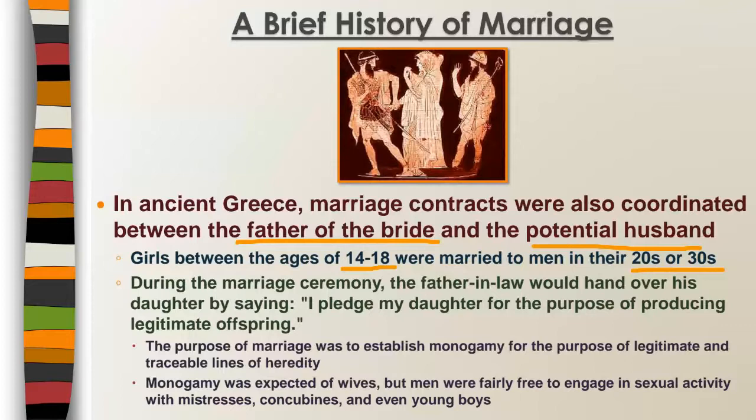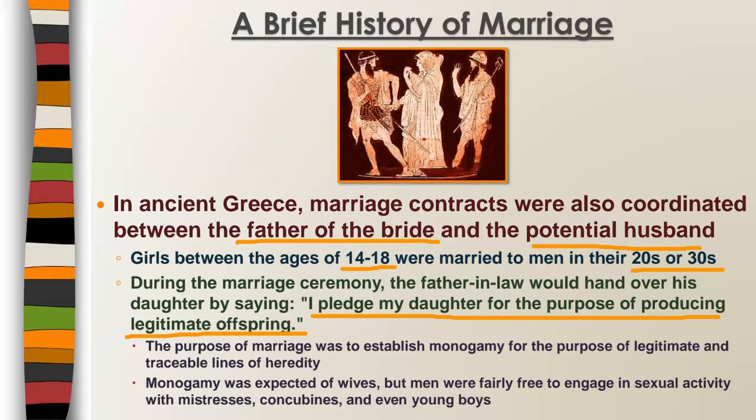And during that marriage ceremony, just to really put the nail on the head here, the father-in-law would hand over his daughter by saying, "I pledge my daughter for the purpose of producing legitimate offspring." So there you have it. There's the purpose of marriage originally, right? And even going back to that ancient Babylonian marriage contract.